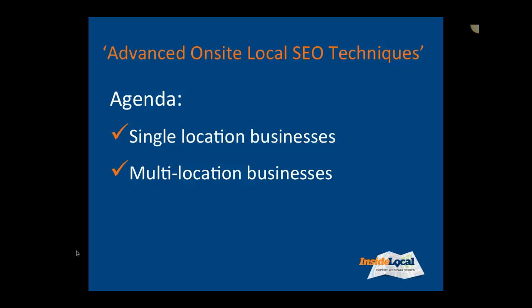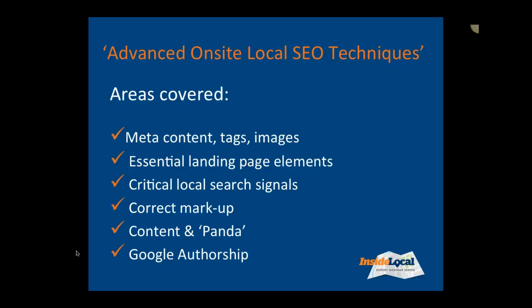Very quickly, the format of the agenda is broken down into two parts. We're going to look at optimization for single location businesses, and then optimization for multi-location businesses. Within each of those areas, there are more detailed topics that we cover. This is just a quick example of the things we will cover. It's going to be very extensive, the content range that we cover.